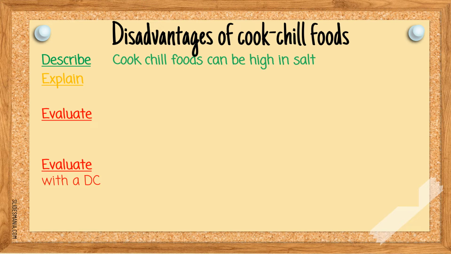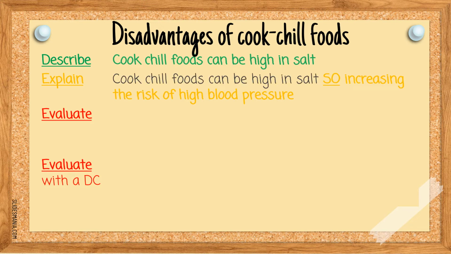If you were then asked to explain the disadvantages of cooked chill foods, we are sticking with the same fact or the same description that cooked chill foods can be high in salt, but we then want to give more detail and we want to give a reason why. So we're saying, so increasing the risk of high blood pressure. Remember, for explain answers, you always want to stab your answer. So you want to use the words so, therefore, as, or because.